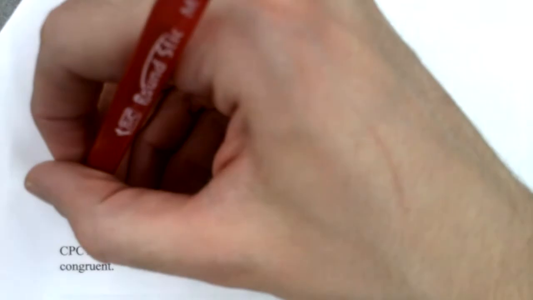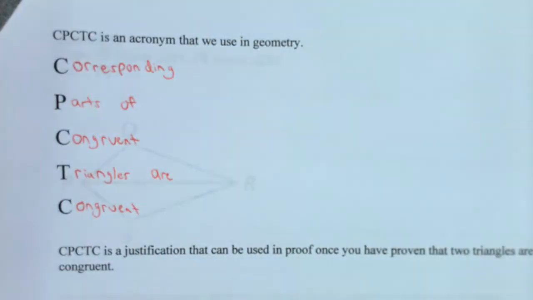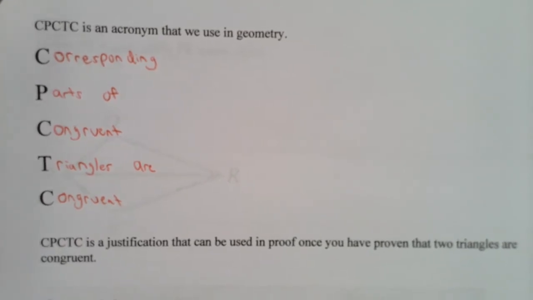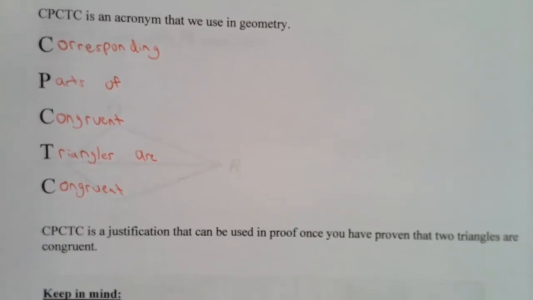This goes back to the first lesson. Once you know you have congruent triangles, then you can say all the corresponding parts are congruent. So you can say all 6 corresponding parts are congruent. CPCTC is a justification or a reason that we are going to be using in proofs once we have proven the 2 triangles are congruent.